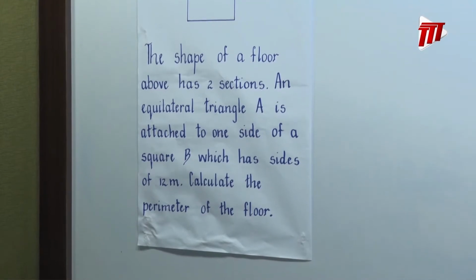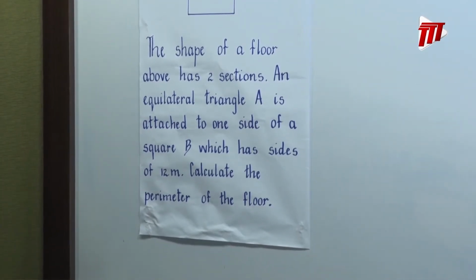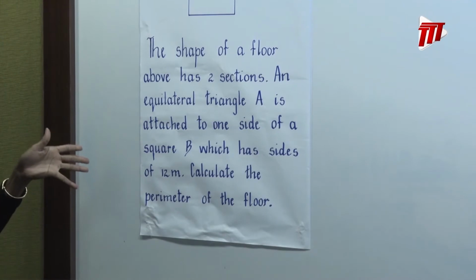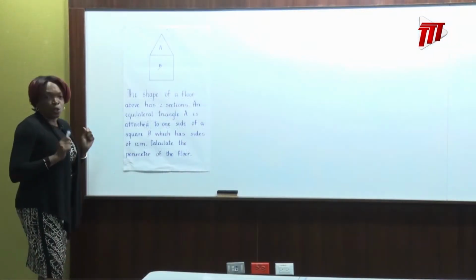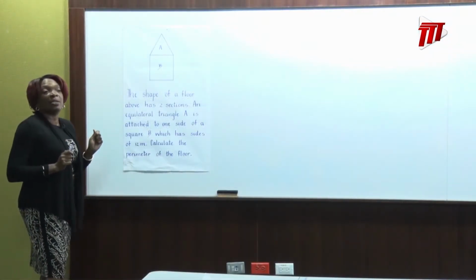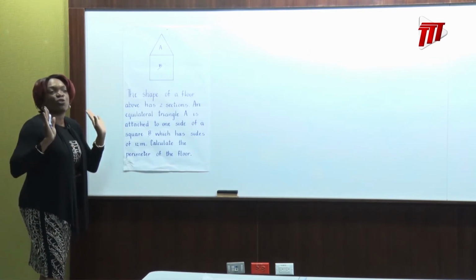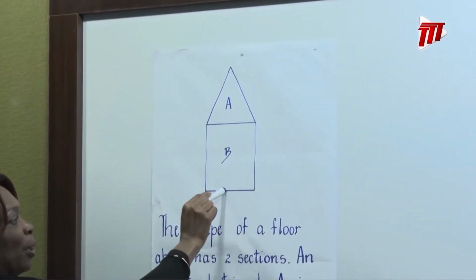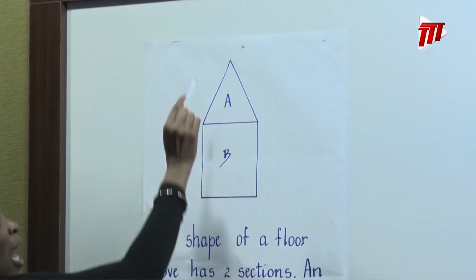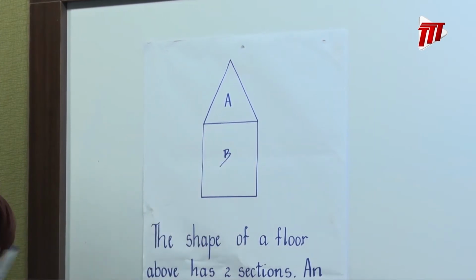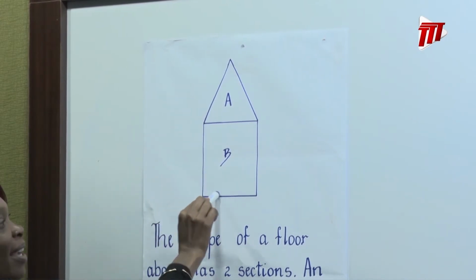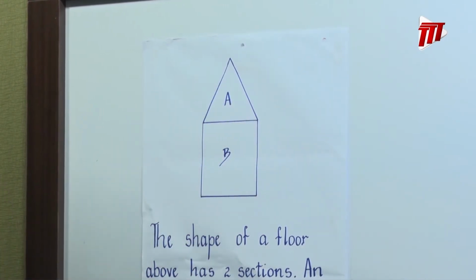Let's read it again. The shape of a floor above has two sections. An equilateral triangle A is attached to one side of a square B, which has sides of 12 meters. Calculate the perimeter of the floor. What do we know? We know that perimeter means what? The distance around. So I'm going to trace that with the marker now. Look at me. So this is what we want to get here. We are looking at the distance around. Are we going to include here? We are not going to include them because that is not the perimeter. It is the distance around the entire shape. Good. So let's go from there now.